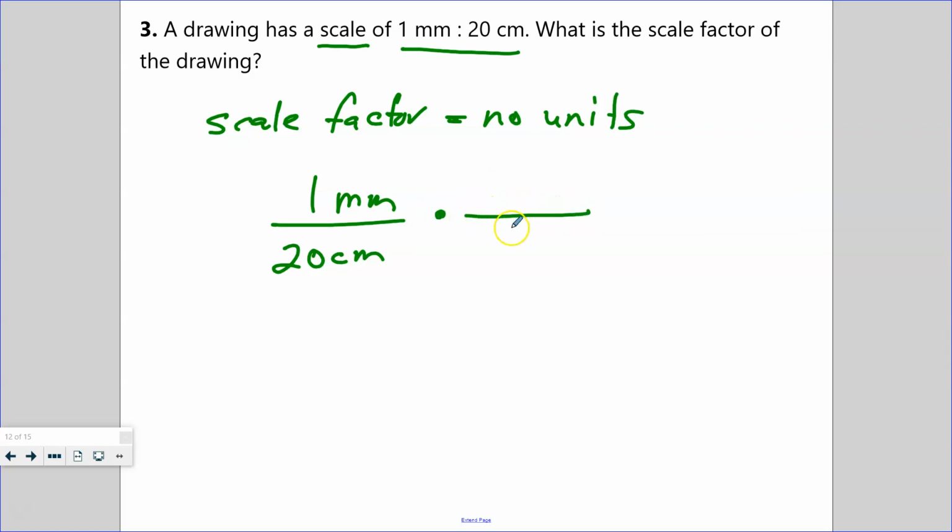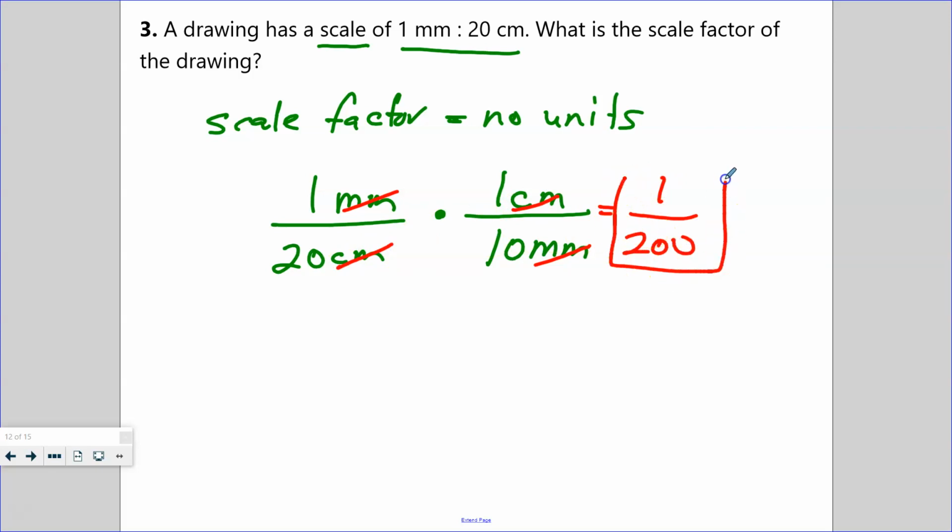Multiply, right? We want our millimeters to go away, so I know that in 1 centimeter, there are 10 millimeters. And so I can see that millimeters will cancel out with millimeters, centimeters will cancel out with centimeters, and we have 1 times 1 on top, and we have 10 times 2 on the bottom. So our scale factor is 1 to 200. Okay, 1 to 200.